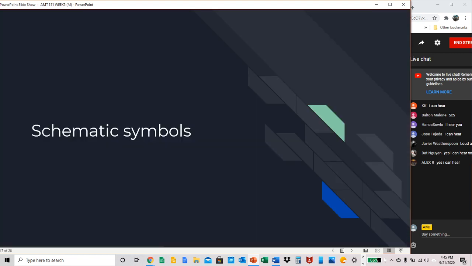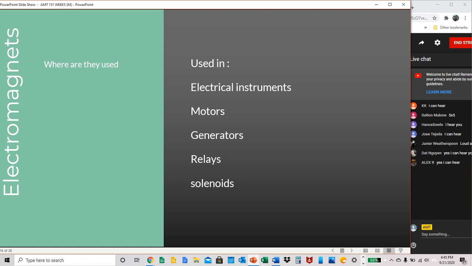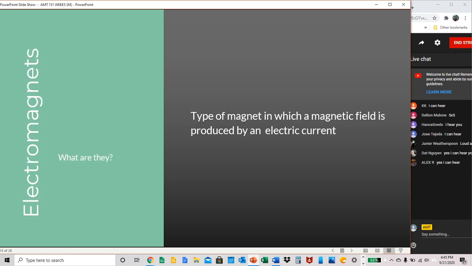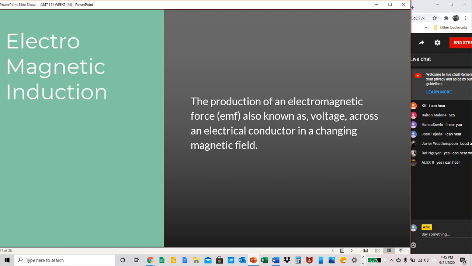Okay, schematic symbols. So that was our brief overview of electromagnetic induction. We really, for this class, don't need to know much more than that. You just need to know what the uses are for electromagnets and electromagnetic induction, and what it is.